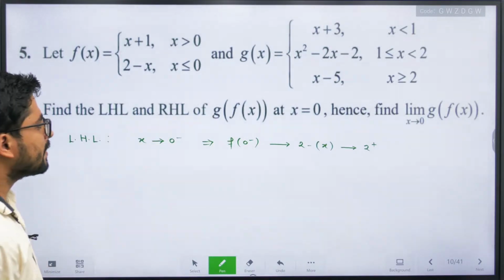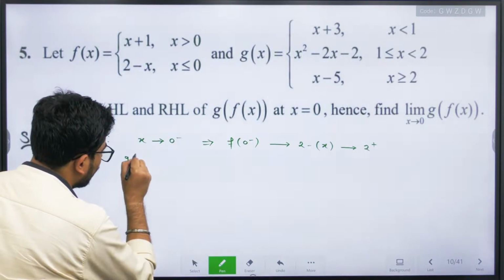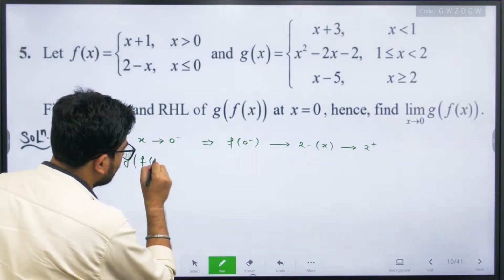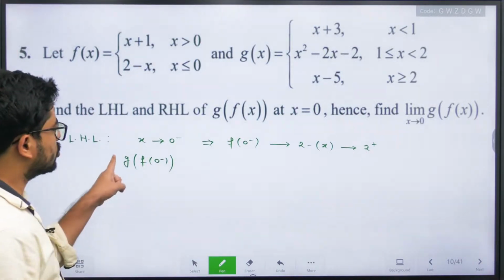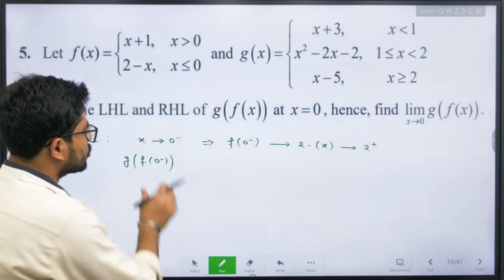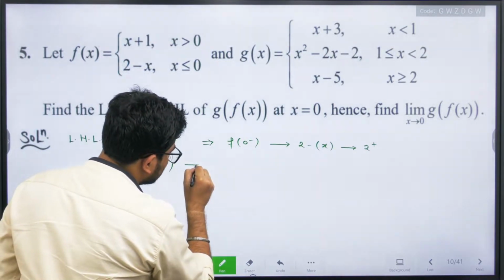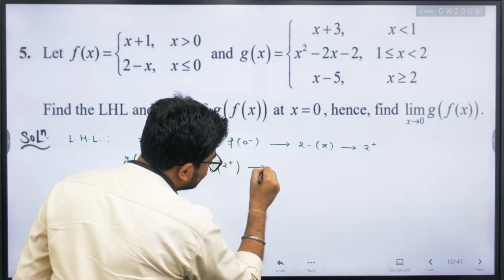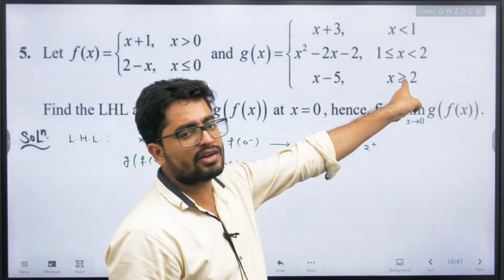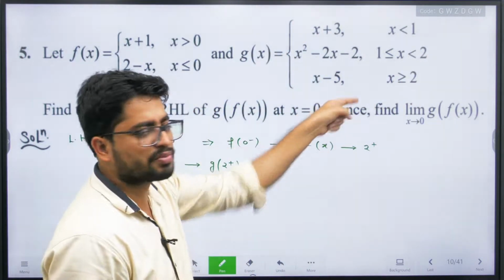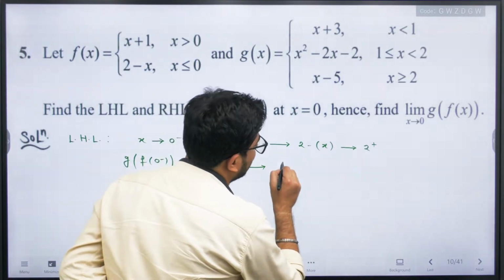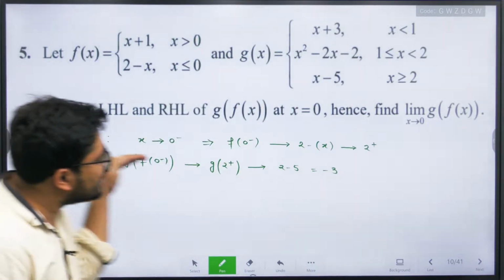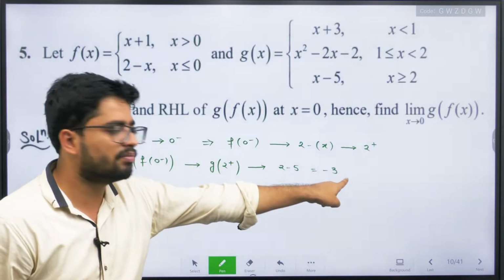So you can say g of f 0 minus. So f 0 minus tends to 2 plus. So this is g of 2 plus. And g of 2 plus: 2 plus is greater than or equal to 2, and g(x) whenever x is greater than or equal to 2 is x minus 5. So this is 2 minus 5, which is minus 3. So you can say the left hand limit of g(f(x)) at x equal to 0 is minus 3.